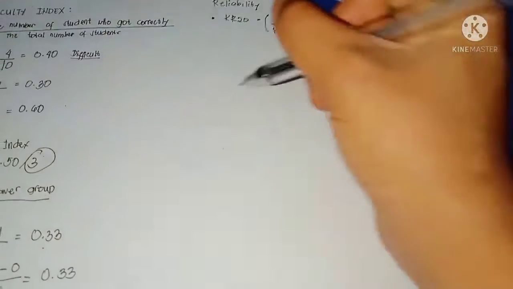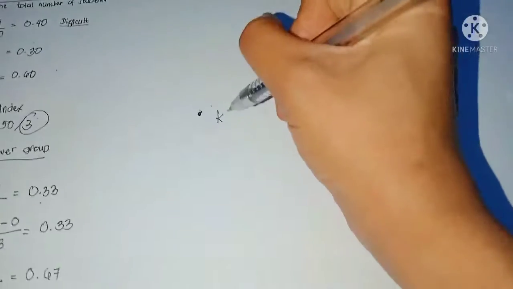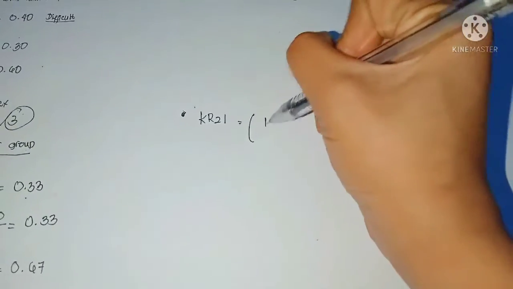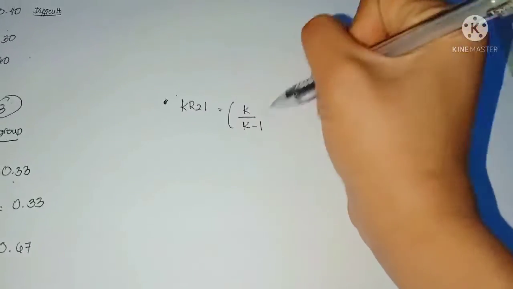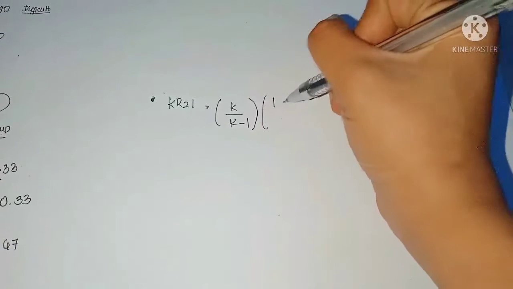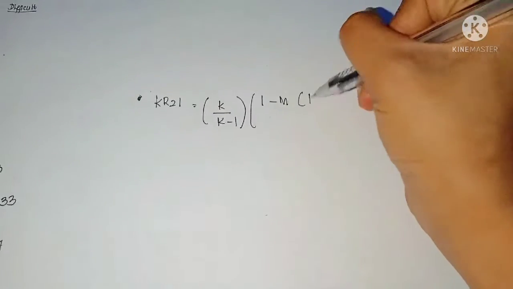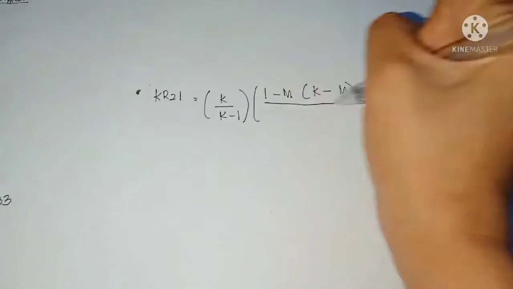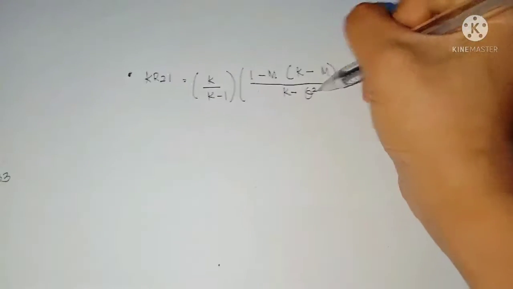So the second one is KR21, multiplied by K over K minus 1, and multiplied again by 1 minus M multiplied by K minus M over K times the variance.